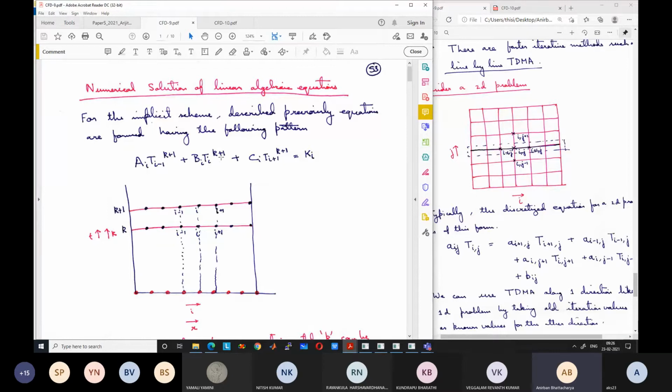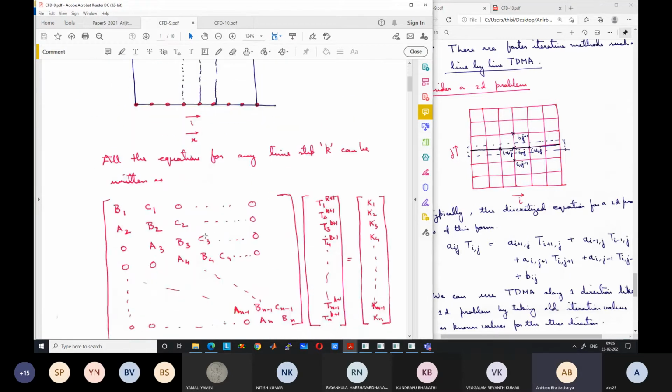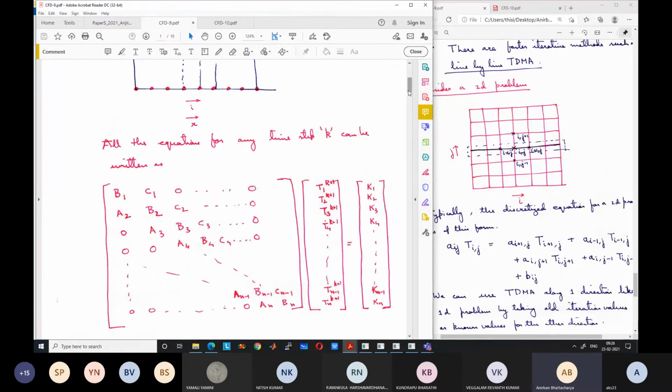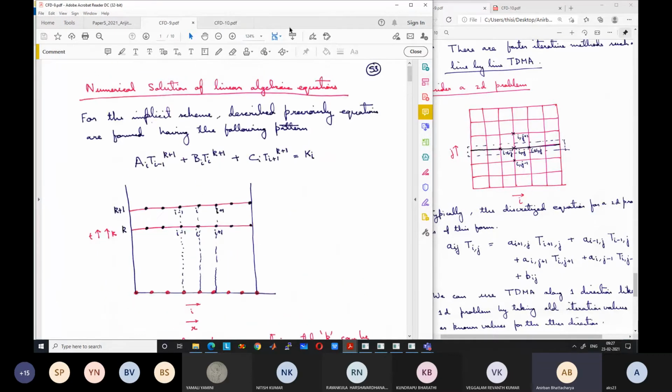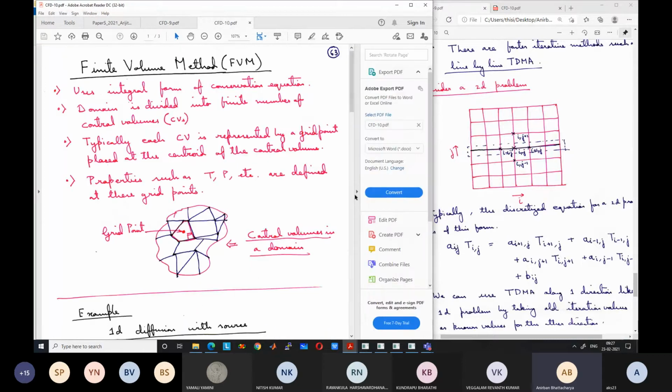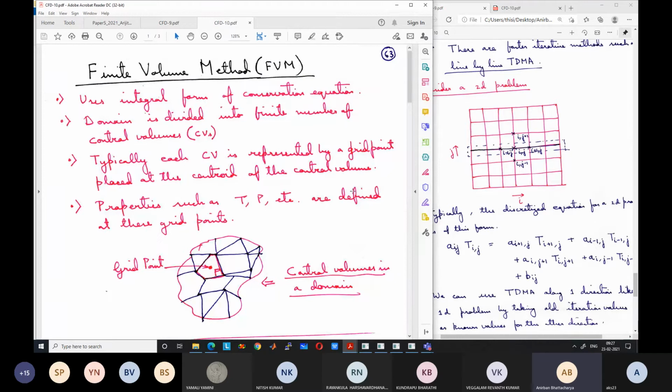Okay. Say what is the algorithm for TDMA or line by line TDMA? Then what is the algorithm for Gauss-Seidel method? Okay. All this can be asked. So now we move on to the next part of the course, and for the rest of the course we will be focusing on this next part, which is the finite volume method. Okay, so this will be there in your end-sem exam.